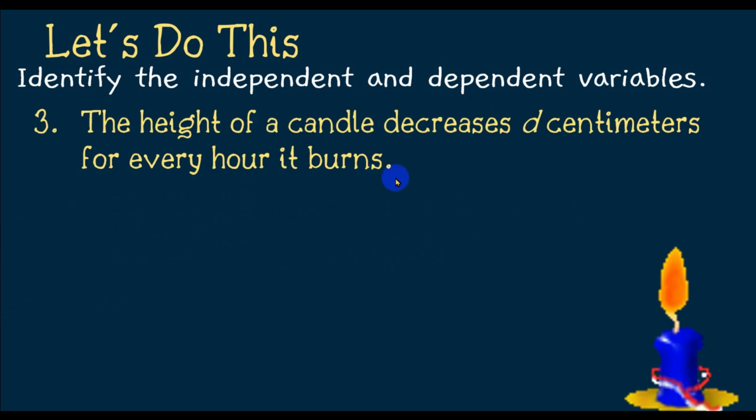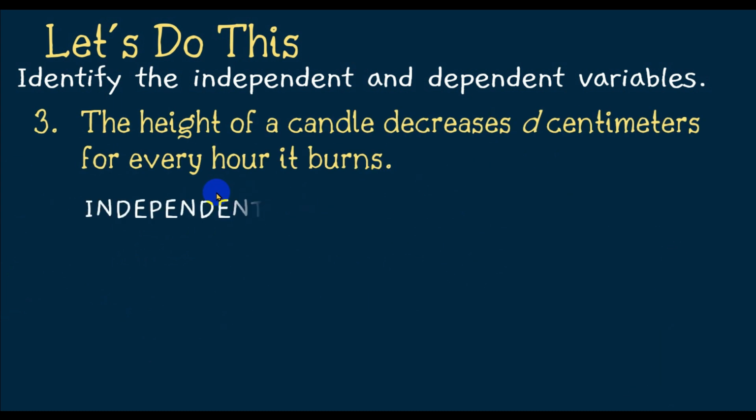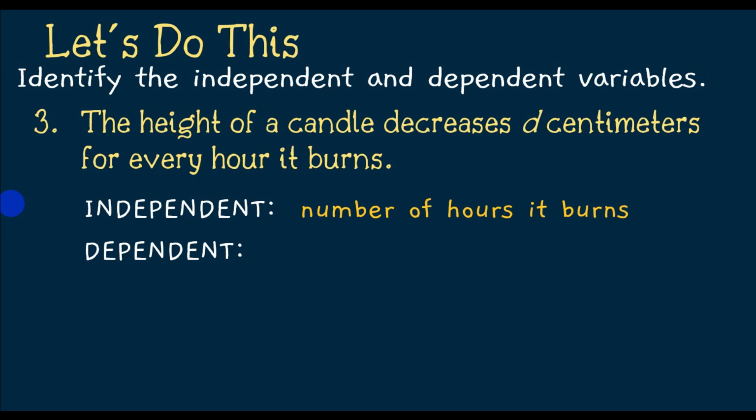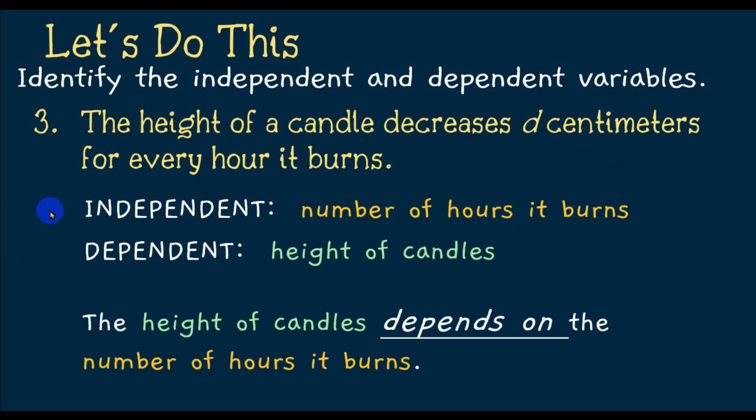Number 3, the height of a candle decreases d centimeters for every hour it burns. So, what will be the independent and dependent variable? Cause and effect. The first thing to happen, and then the dependent is the result. Okay? The independent variable is the hour that the candle is burning. So, in other words, the number of hours it burns. Then, for the dependent variable, syempre, kung mas matagal na kasindi yung kandila, mas iikli yung kandila. So, yung height po, yung dependent variable. Again, the height of the candle depends on the number of hours it burns.